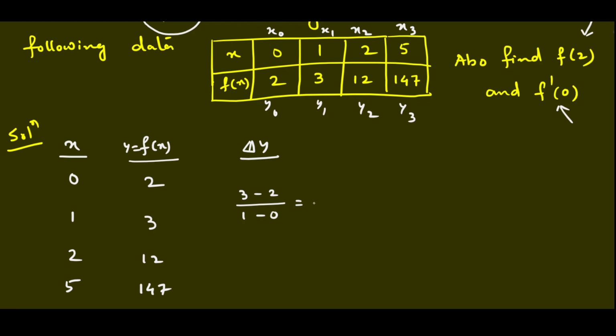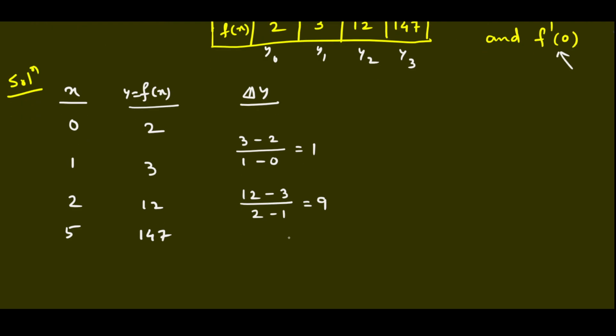So this is our 1. Next, how will we find 12? Now y2 minus y1 divided by x2 minus x1. Okay, is it clear? Like this, we'll find all the numbers. We have to divide in each and every step. So how much is it? 12 minus 3 is 9. 9 divided by 1 is 9. Then y3 minus y2 divided by x3 minus x2. So after calculation, you will get 45.